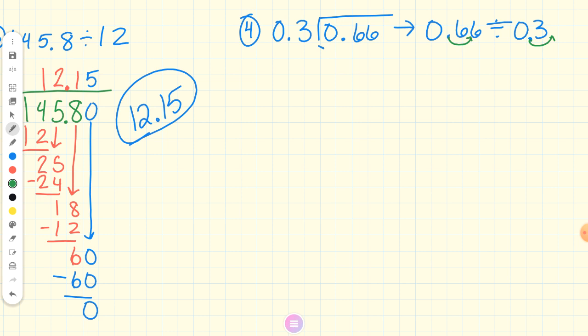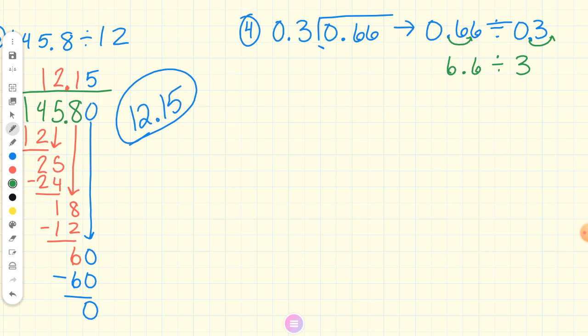6. So when we multiply or divide by powers of 10, as long as we do it to both the dividend and the divisor, our answer will still be the same. It just makes our math to get to that answer a lot easier. So then we're going to rewrite this problem as 6.6 divided by 3, because I moved that over. So we copy down the original problem, we adjust it, we write our new problem.